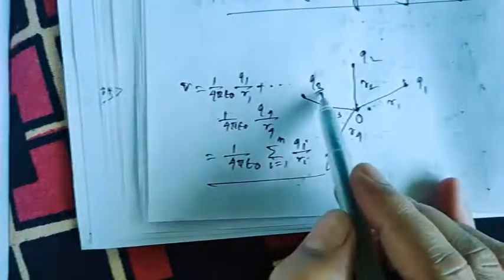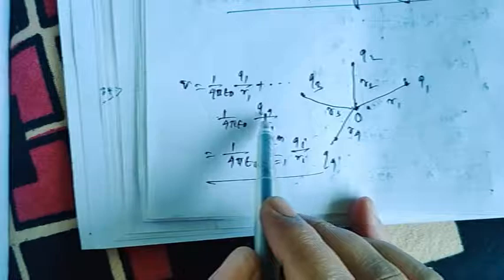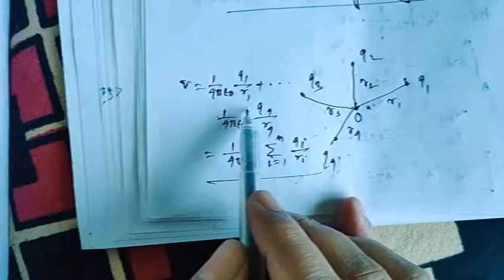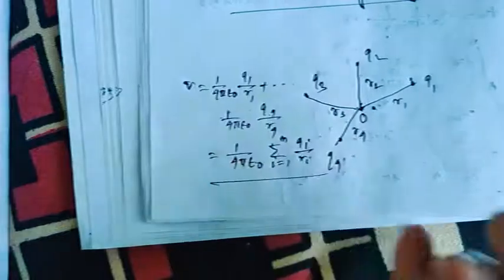And if any one of these is negative, then we have to put a negative sign. Suppose Q4 is negative, then we have to place a minus sign here, meaning 1 by 4 pi epsilon naught minus Q4 over R4. That's all. Now what is the unit of electric potential?